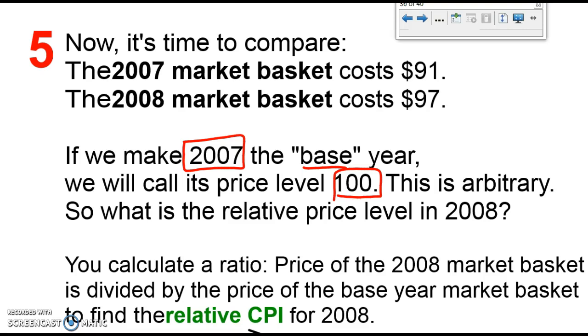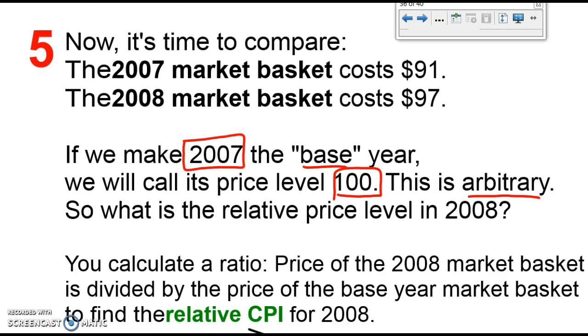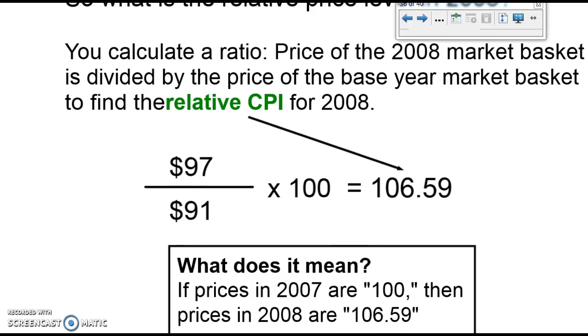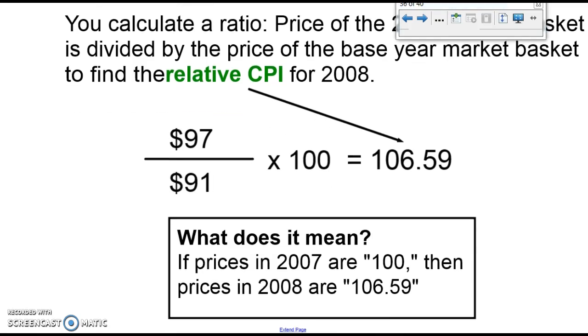Now keep in mind, this selection is very arbitrary. It doesn't matter what year we pick because we're looking at relative changes. So in order to calculate this price index, we take the price index in the later year. This $97 is the cost of the price index in 2008, and we divide by the cost of the price index in the base year. Okay, and then we multiply by 100 because that's our index number in the base year, and we get this value, 106.59, which is the value of the price index in 2008.